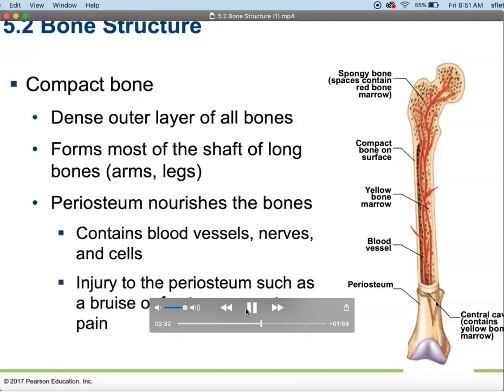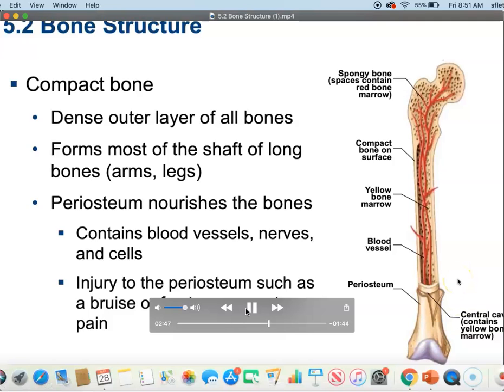So if you ever hear somebody say, oh, I bruised my bone, what they're talking about is damage to this periosteum, damage to the blood vessels and the nerves that are found in this outermost sheath or this outermost layer. Another important region that we're going to find in bones is what's known as spongy bone.